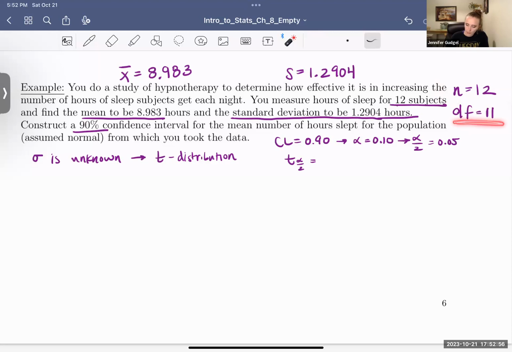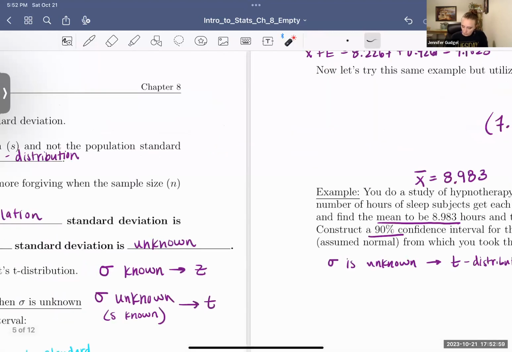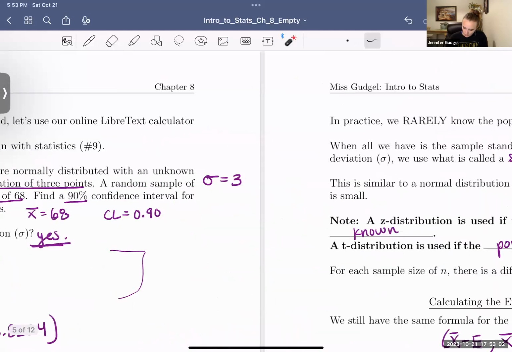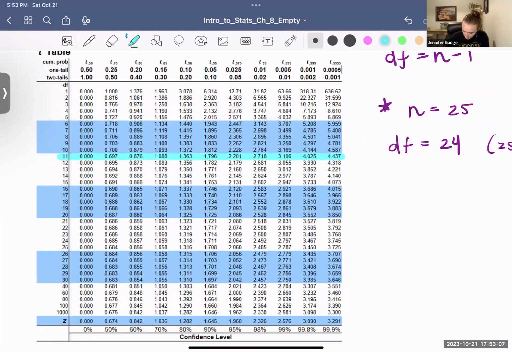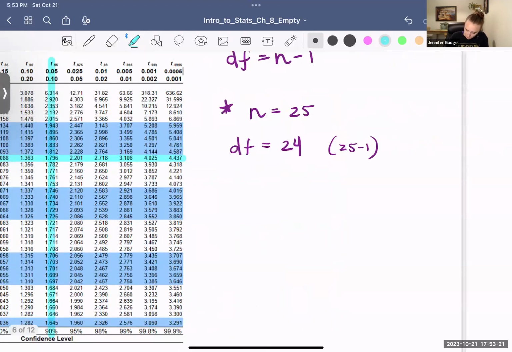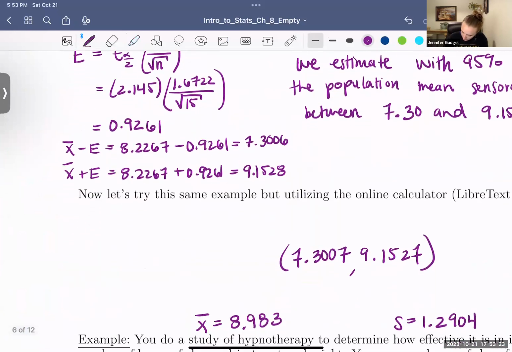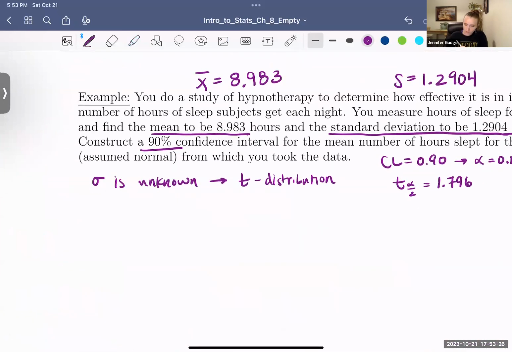So 11 degrees of freedom, 90% confidence level, 1.796 is where those two cross. 1.796 would be my T-score. So you go and you find your error bound, and then you add it to X bar and subtract it from X bar to get that lower bound and upper bound. You should really practice that right now.